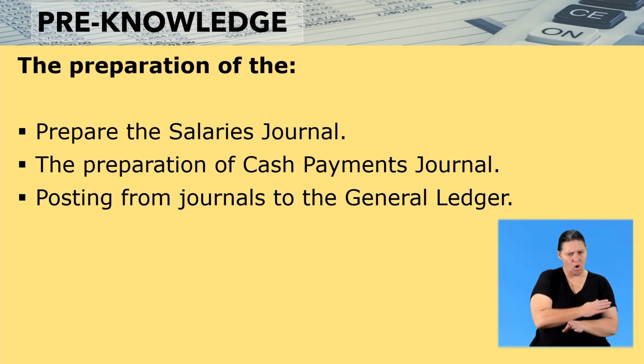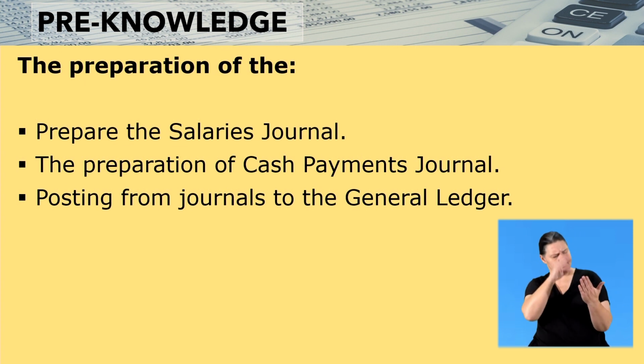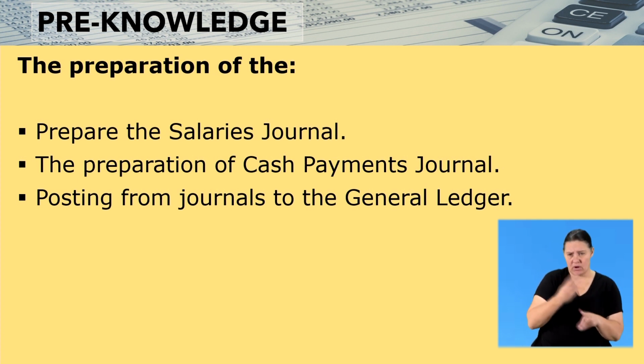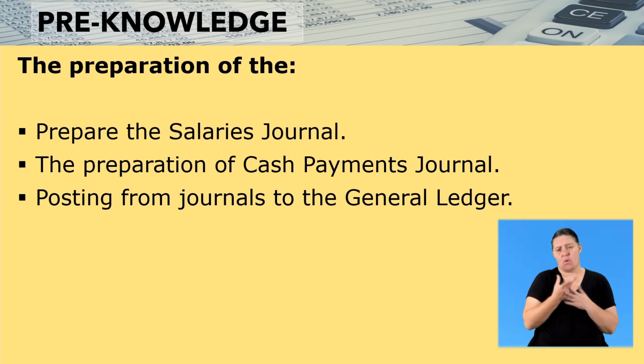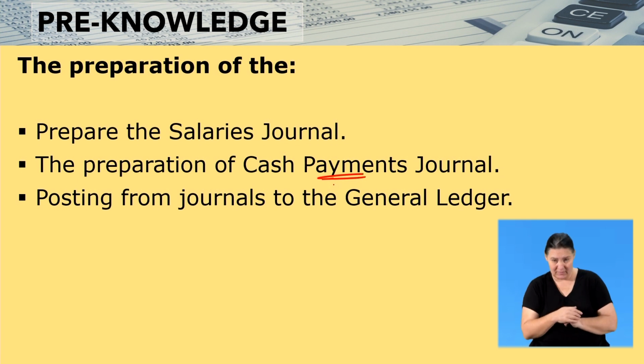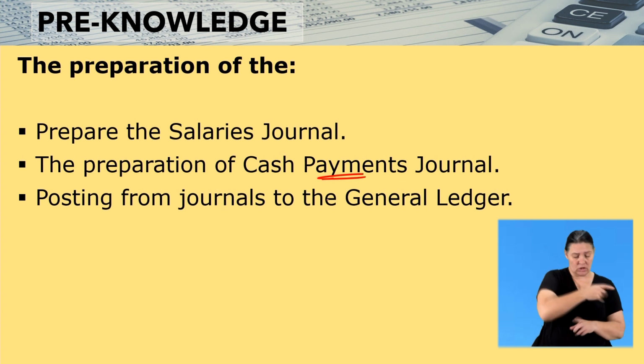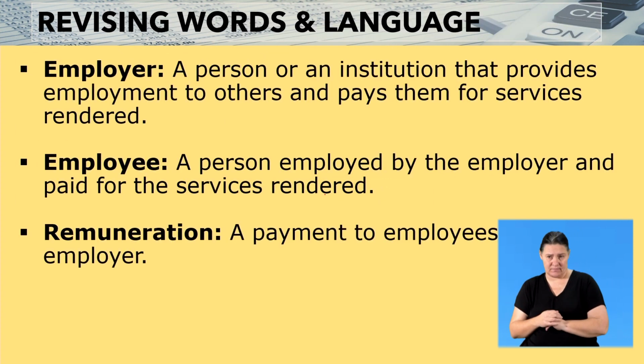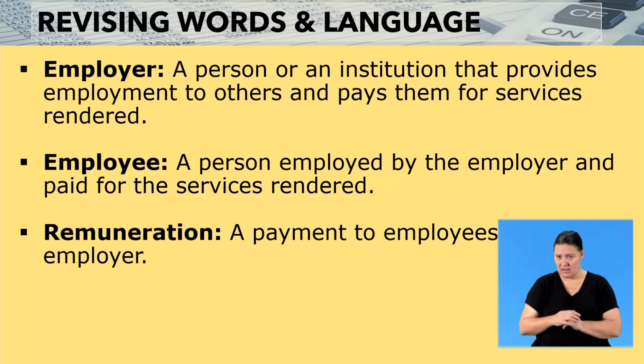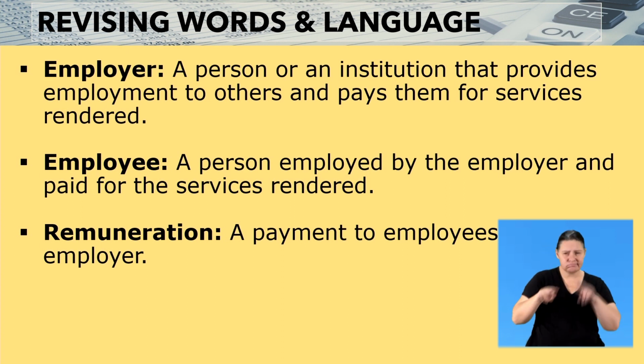From the previous lessons, you should have this knowledge: the preparation of the salaries journal. We have already done the preparation of the salaries journal. We have also done the preparation of the cash payments journal. Remember, the CPJ. We have also posted from the journals to the general ledger. We will revise some of the words that we have already spoken of.